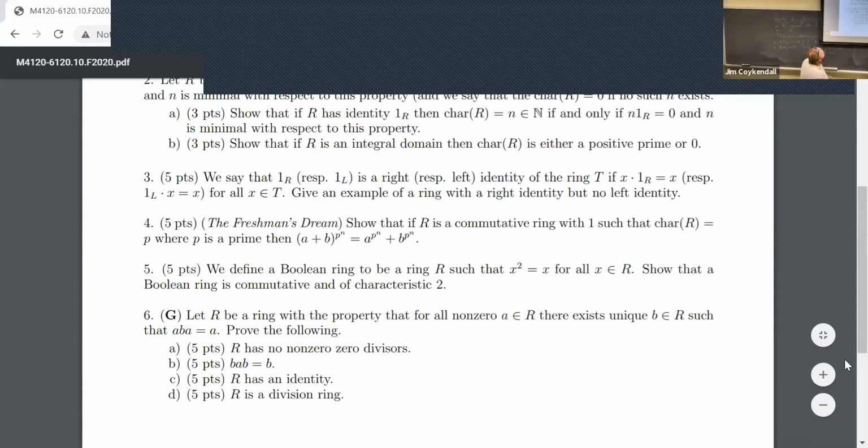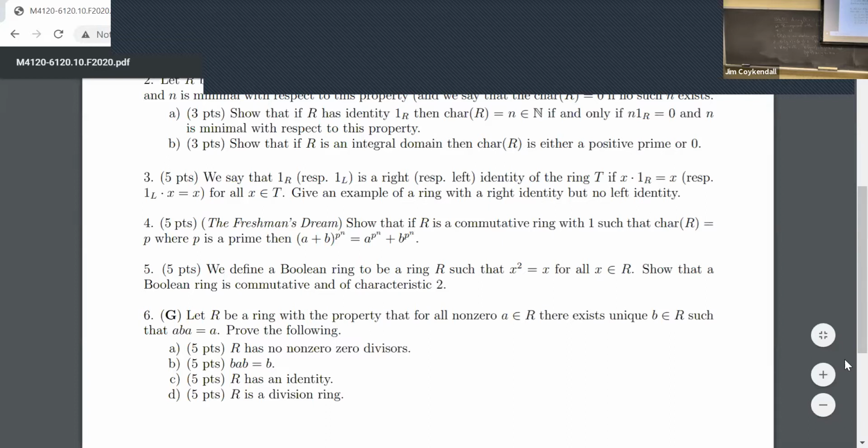Number 5, you define a Boolean ring. Some of you that are interested in computer science, for example, may have heard of this before, but this comes up in computer science in particular. A Boolean ring is a ring such that x squared equals x for all x in R. Show that a Boolean ring is both commutative and of characteristic 2. That always has to happen.